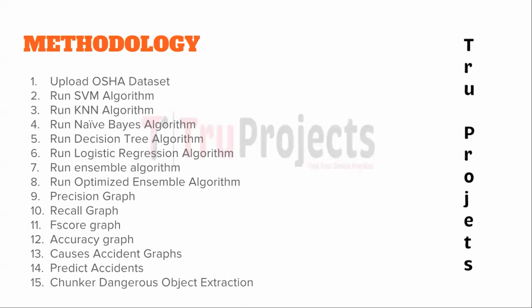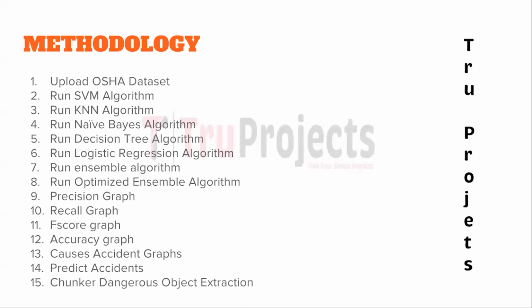And the ninth module is precision graph. This module involves generating the graph to evaluate the performance of all algorithms and causes of accidents by using the precision. And the 10th module is recall graph. This module involves generating a graph that evaluates the performance of all algorithms by using the recall. And the 11th module is F-score graph. This module involves generating the graph to evaluate the performance of the algorithms by using the F-score metric.